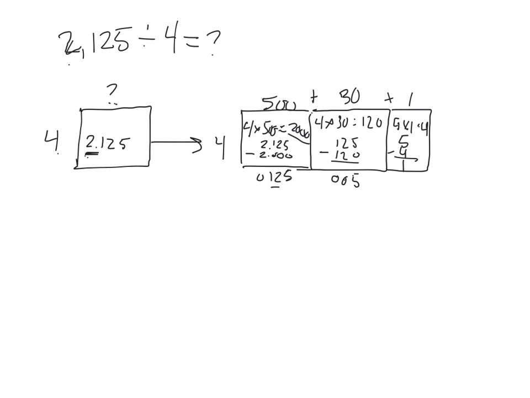And I get 1. Since this number is smaller than my divisor, I can't put that 1 in any other groups. That 1 is my remainder, what's left over. To get my quotient, quotients are answers to a division problem, I'm going to add 500 plus 30 plus 1. So I'm going to get 531 with a remainder of 1. 2,125 divided by 4 is 531 with a remainder of 1.